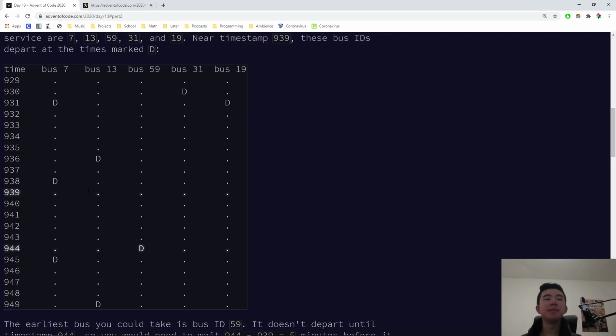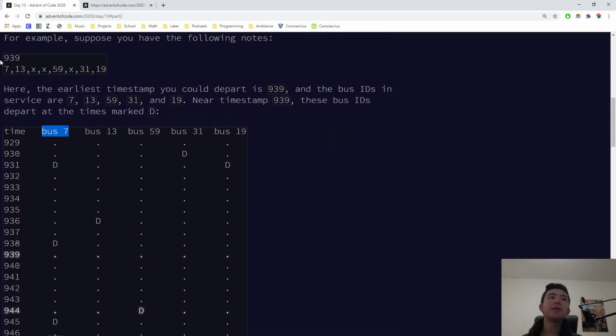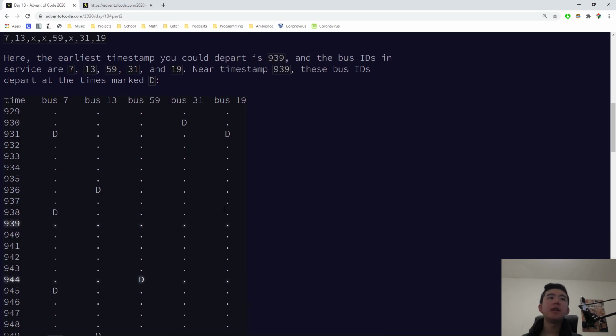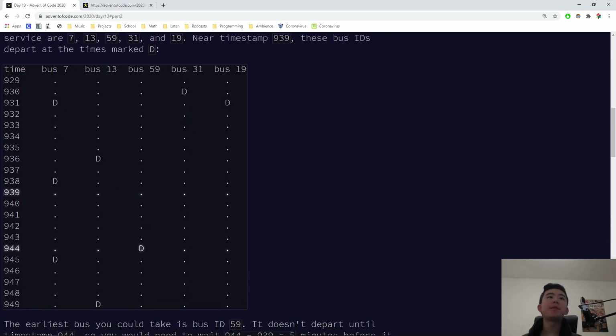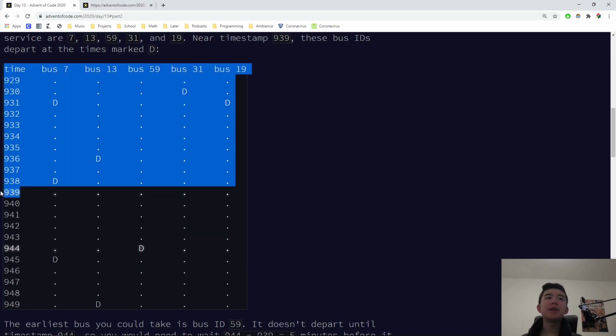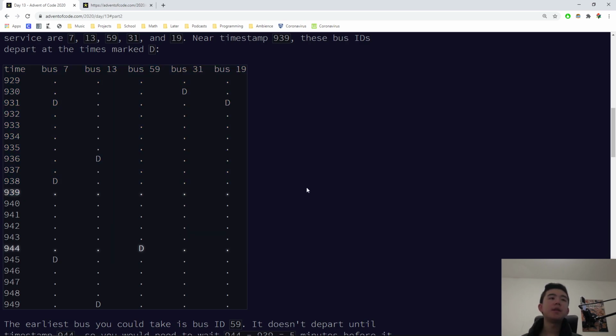As I said previously, the idea here is just to find the earliest multiple of a given bus ID, and that's the earliest we can leave on that bus. So let's just take this example where our earliest timestamp is 939, and we're going to consider each bus individually. So for example, for bus 7, we want to find the smallest multiple of 7 that's larger than 939. And to do that, we can just do some basic multiplication. So we can do 939 divided by 7, take the floor of that, multiply by 7. That gives us this timestamp over here, 938. And then we just add another 7 to get to our answer.